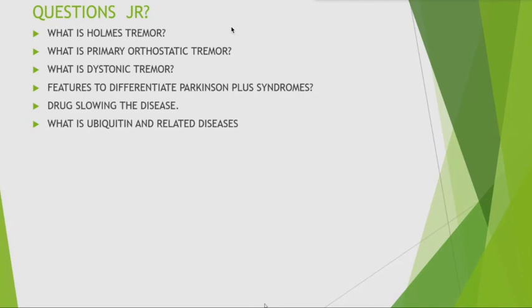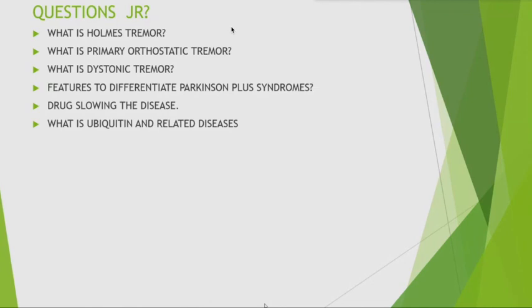Holmes tremor is a tremor that is seen at rest and during action also. It's usually seen when there's a red nucleus lesion, and it comes at 4 to 6 hertz frequency. Okay. What is primary orthostatic tremor? Primary orthostatic tremor is a tremor occurring in elderly people. When they stand, they get tremor of the lower limbs. When they start moving, the orthostatic tremor disappears.